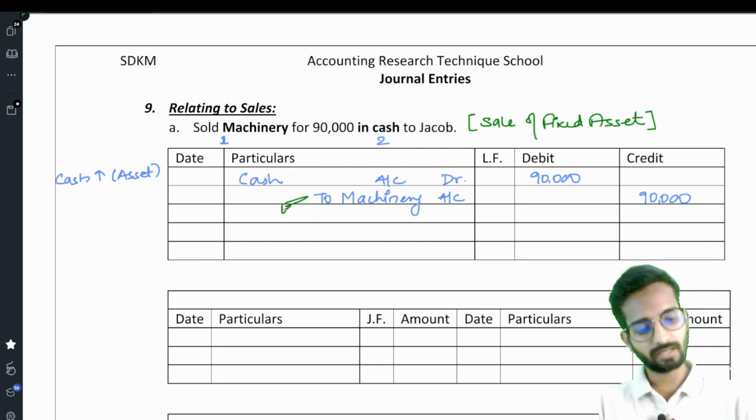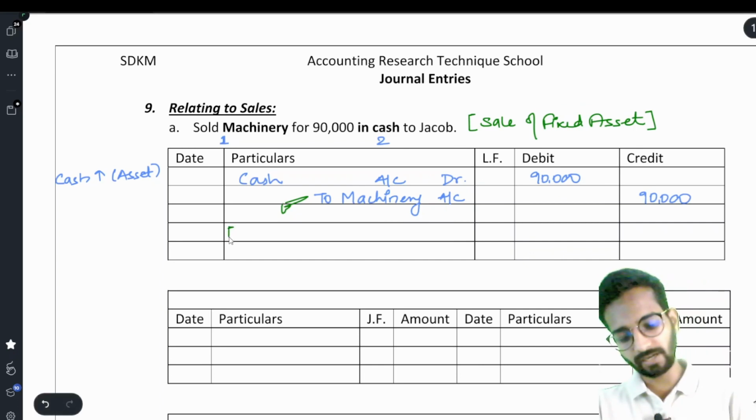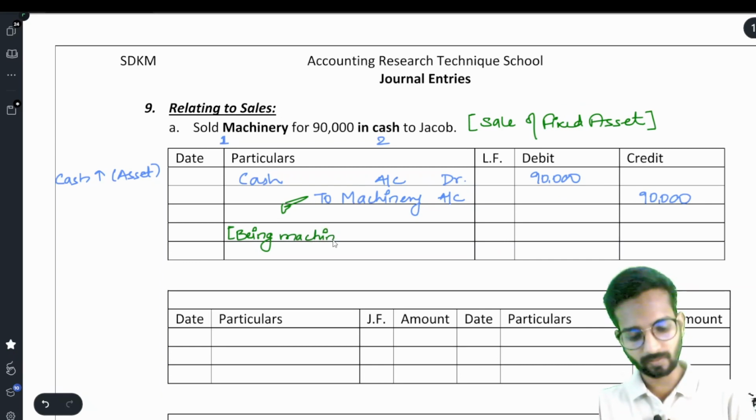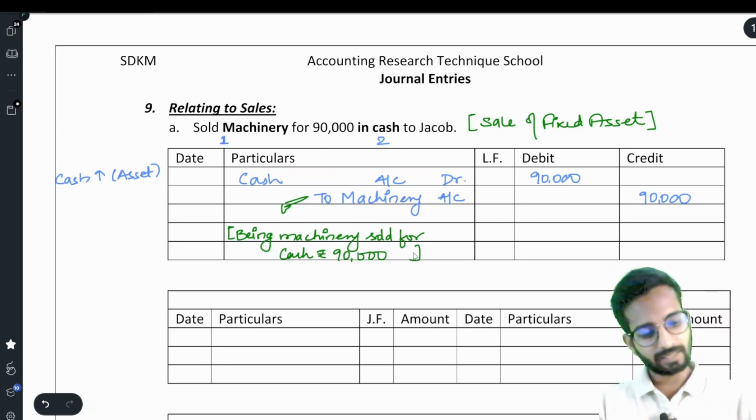And whenever a fixed asset is sold, you will write the name of the fixed asset here at the time of sale. Now, we have to write the narration. We will write here: being machinery sold for cash rupees 90,000.